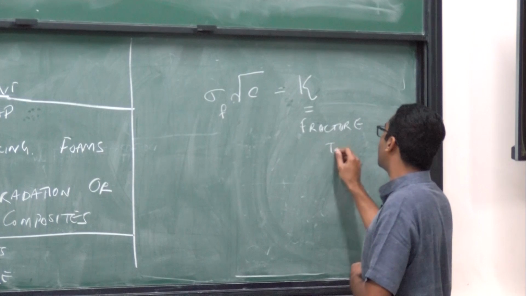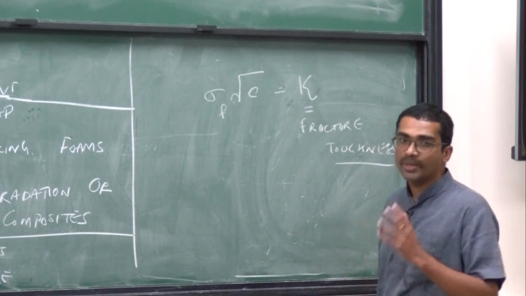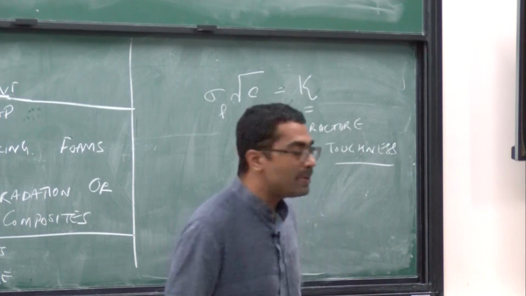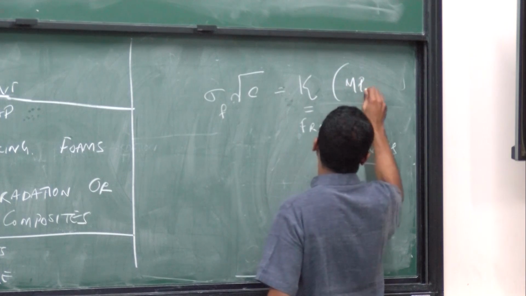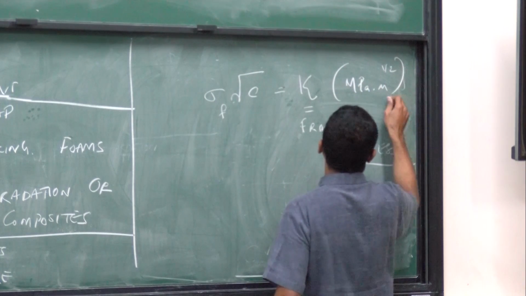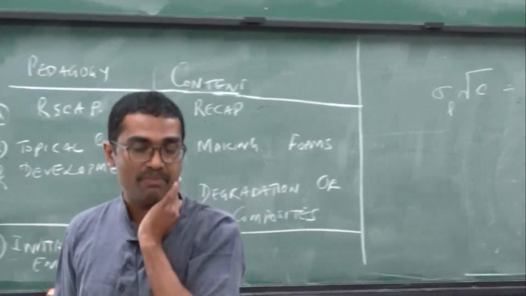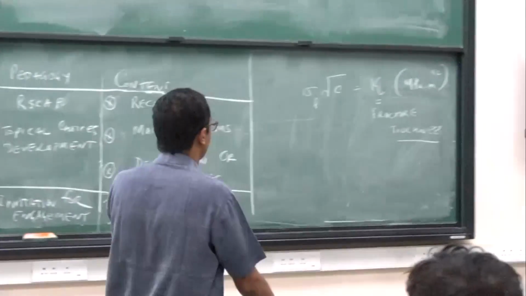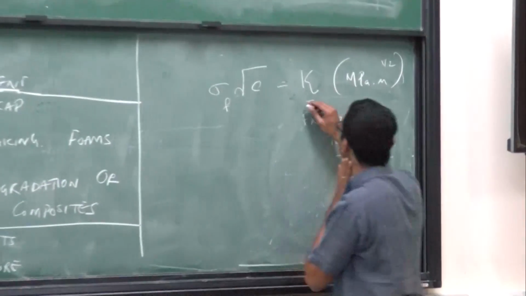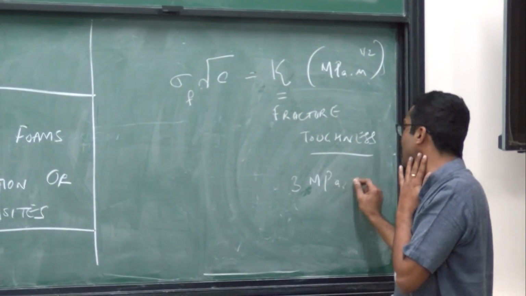And we found that the world's toughest ceramics, for instance, would have a few MPa meter power of half. That is the unit of this. So this will have the unit of MPa meter power of half. But most of them would have just a fraction of MPa meter power of half fracture toughness. But in the case of bones, which are made up of a lot of calcium hydroxyapatite, you will find that this is in the ballpark of about 3 MPa meter power of half.